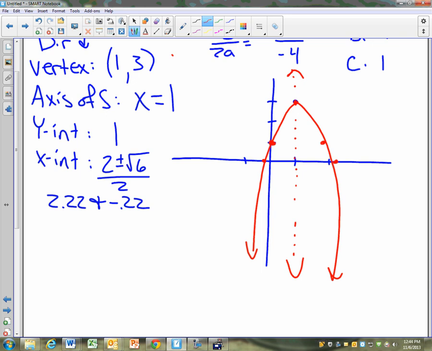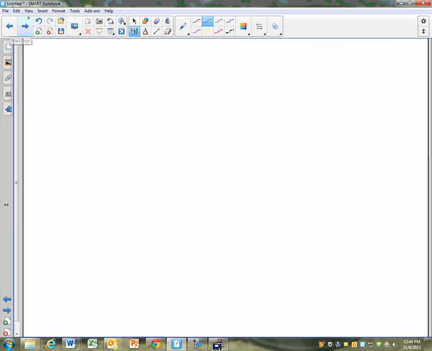So that one involved using quadratic formula. Some of these factor. The first one does not factor. The second one does. The fourth one does. The fifth and sixth one both do. So really only have to use quadratic formula on number 1. Okay, let's do one more. Number 7.